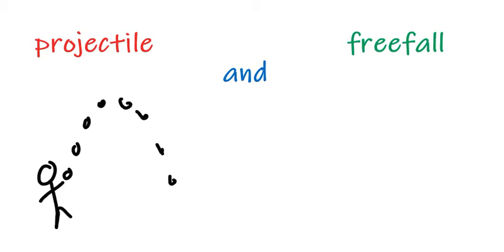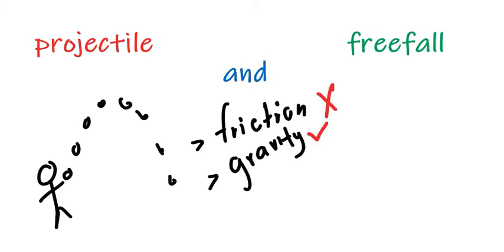So in simple terms, when we're talking about projectiles, there should be no friction at all or no other force acting on it. Gravity should be the only force acting on it, and it should be accelerating at the most famous 9.8.